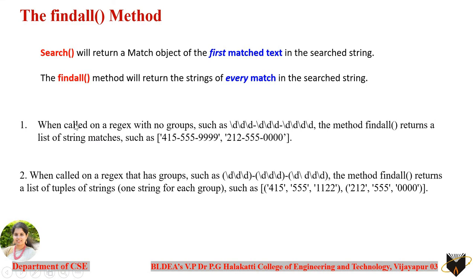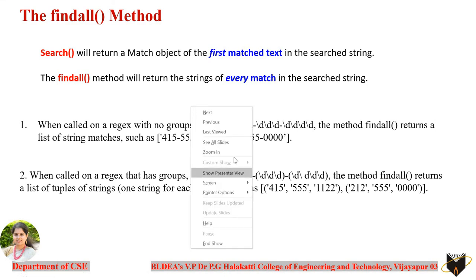For example, when called on a regular expression with no groups, such as this pattern. So what is this pattern? Three digits followed by a hyphen, three digits followed by a hyphen, and again four digits. If we use the findall method, it is going to return all the possible matched strings that match this pattern. We'll see the same thing with the help of an example, then it will be more clear for you.